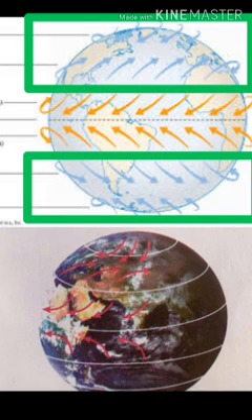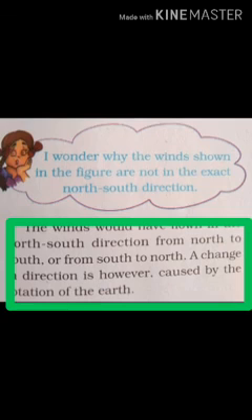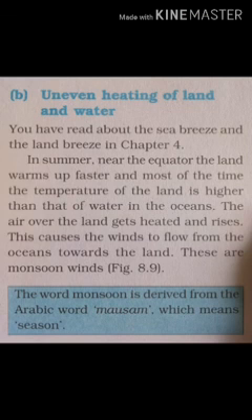At the poles, the air is cooler than at the latitudes which are about 60 degrees. The warm air at these latitudes rises up, and cold winds from the polar regions rush towards this. In this way, wind circulation is set up from poles to warmer latitudes. You can see this figure here. The wind would have flown in a north-south direction, from north to south or from south to north. A change in direction is, however, caused due to the rotation of the earth.